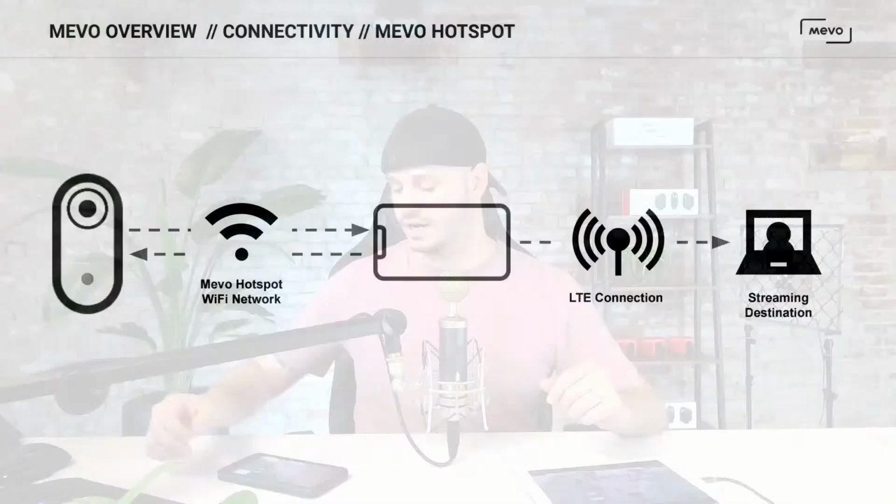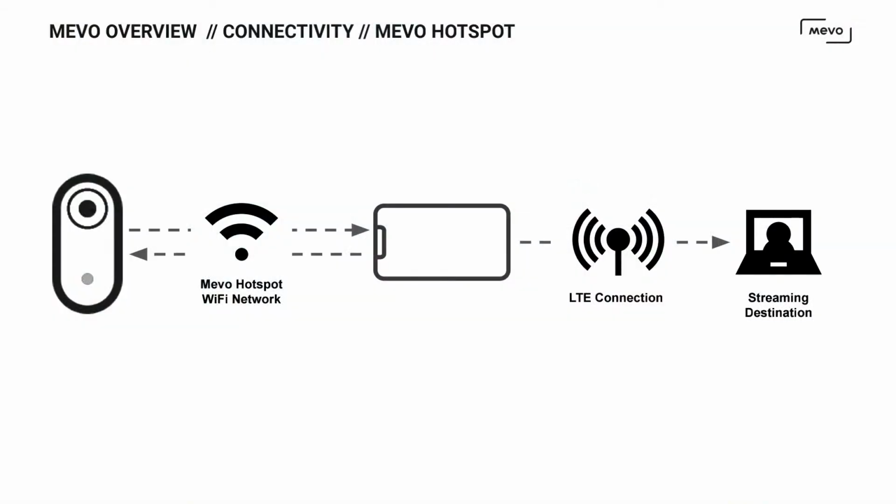All right, for the first slide, we're going to talk about the Mevo Hotspot and how that works. Essentially, the Mevo is connected to your mobile device using the Mevo Hotspot. Now, the Mevo Hotspot does not provide an internet connection. It just provides a network for your Mevo to connect to. Your Mevo provides a network for your phone to connect to. And then your Mevo is going to be using your phone's data, the 4G LTE plan, to broadcast to your streaming destination.